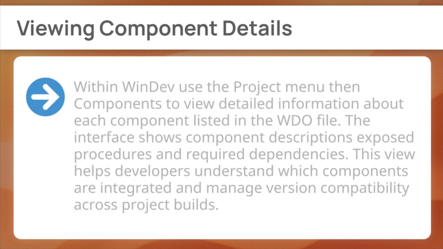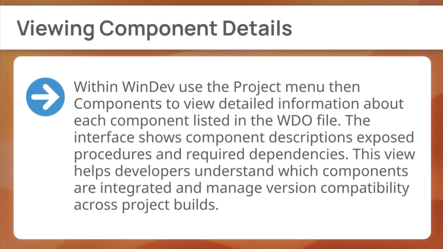Next, viewing component details. Within WinDev, use the project menu, then components, to view detailed information about each component listed in the WDO file. The interface shows component descriptions, exposed procedures, and required dependencies. This view helps developers understand which components are integrated and manage version compatibility across project builds.